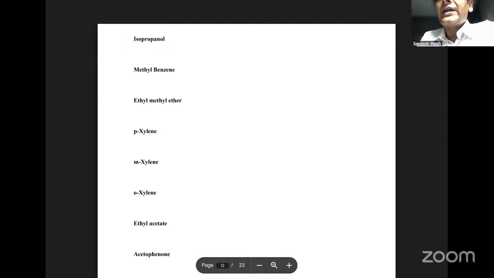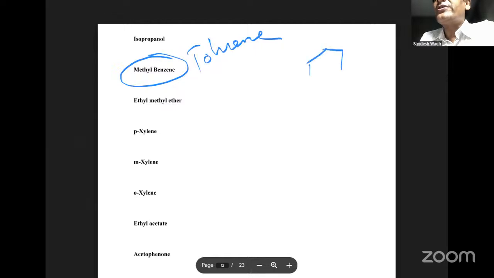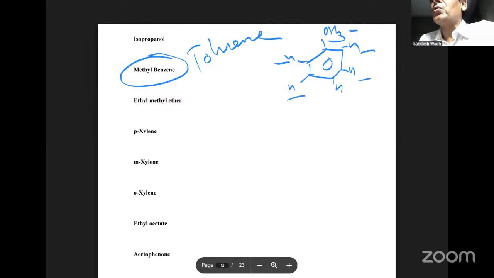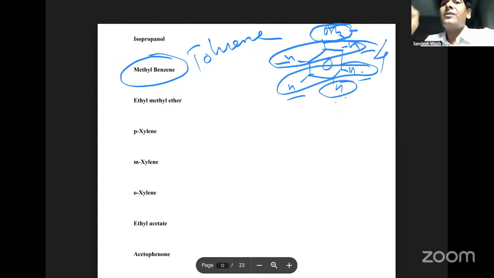Now look at methyl benzene. This is also called toluene. So the toluene structure is here. Now how many signals will you get? For methyl 1, this proton, and this proton. These are different. Now this and this are the same, this and this are the same, and this is different. So 1, 2, 3, 4. 4 signals you will get for methyl benzene.